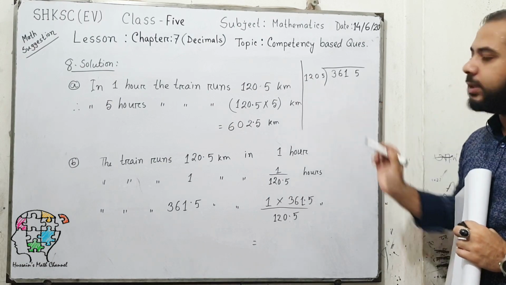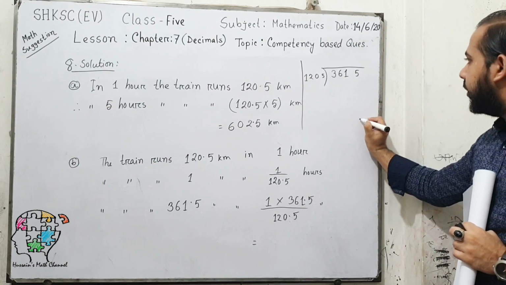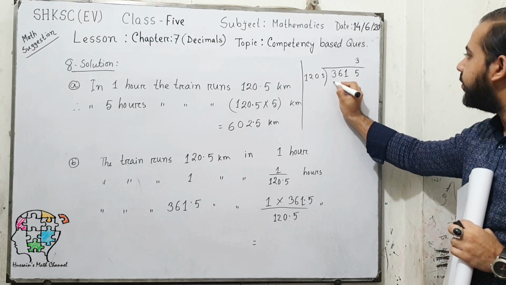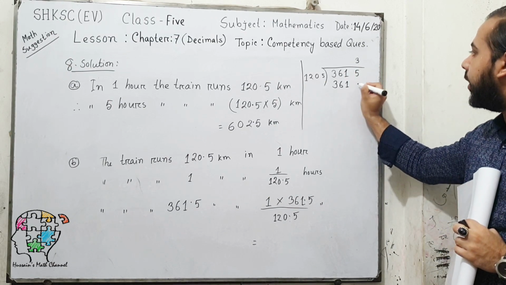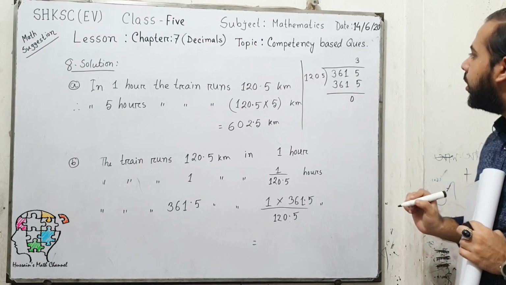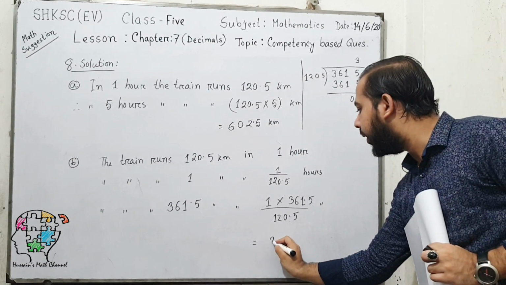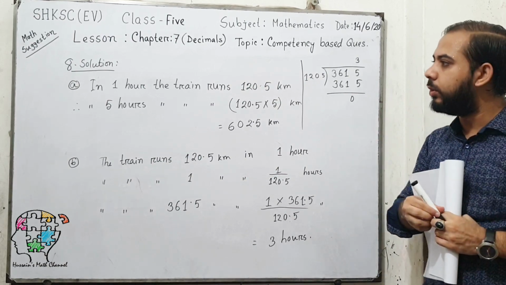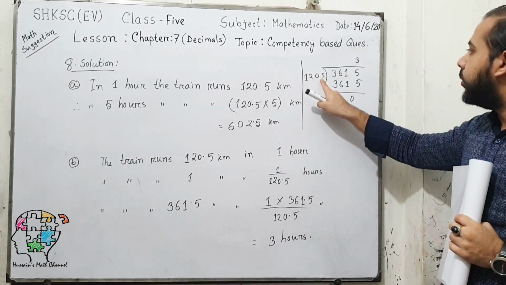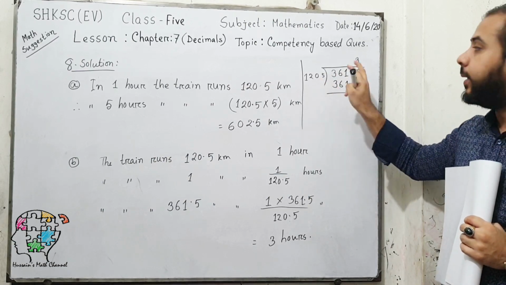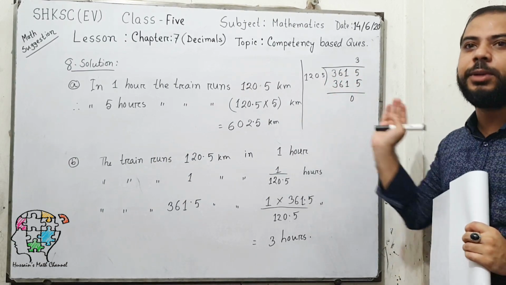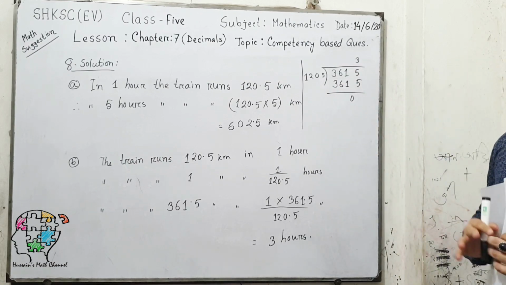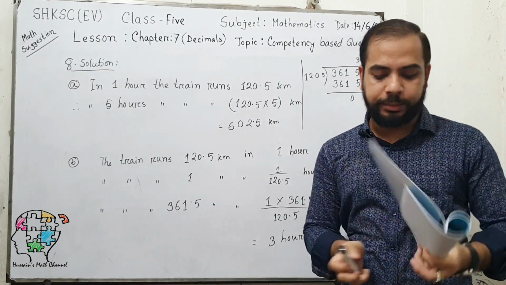It will take 3 times. 3 times 1205 will be 3615. So the answer will be 3 hours. The only technique to do this type of math is to remove the decimal point. If the divisor and dividend have the same number of decimal places, then you can easily remove the point and then do the rough work. Okay, let's go for the next problem.